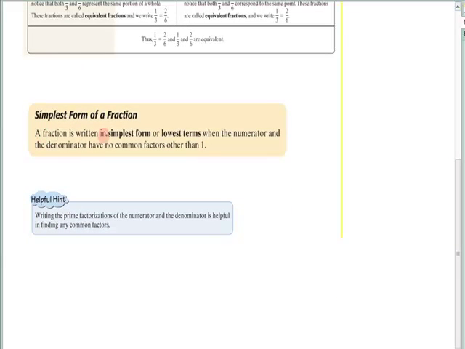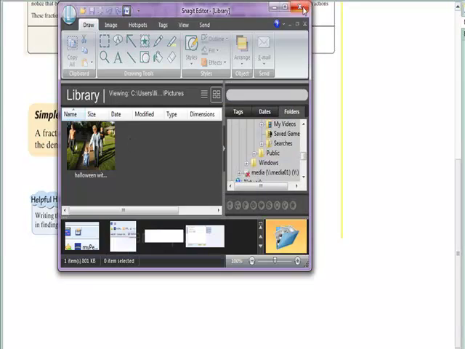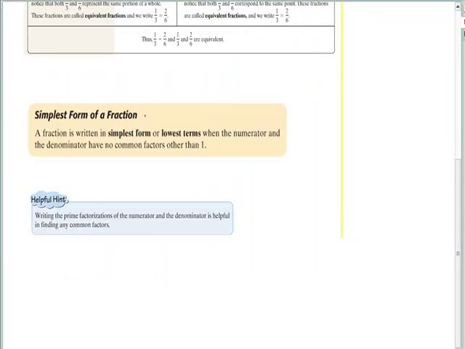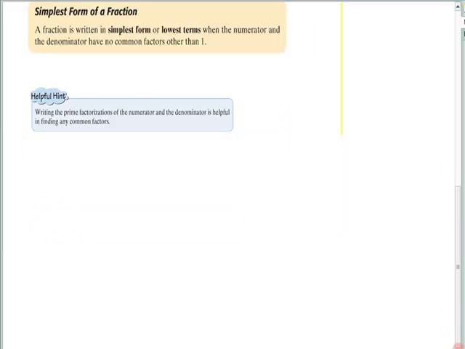A fraction is written in simplest form, or lowest terms, when the numerator, top, and the denominator, bottom, have no common factor other than 1. And then there's a little note that says sometimes the prime factorization is a helpful way to find common factors. Now, I'm going to take a minute before we look at our examples.